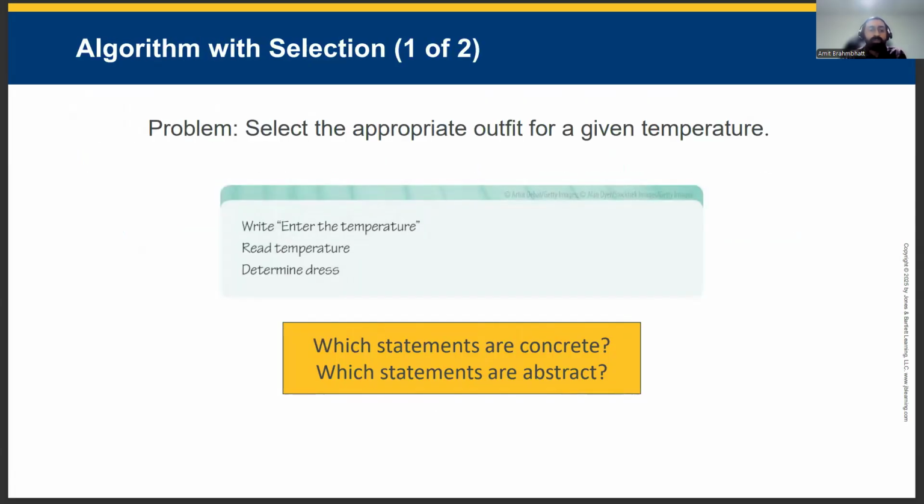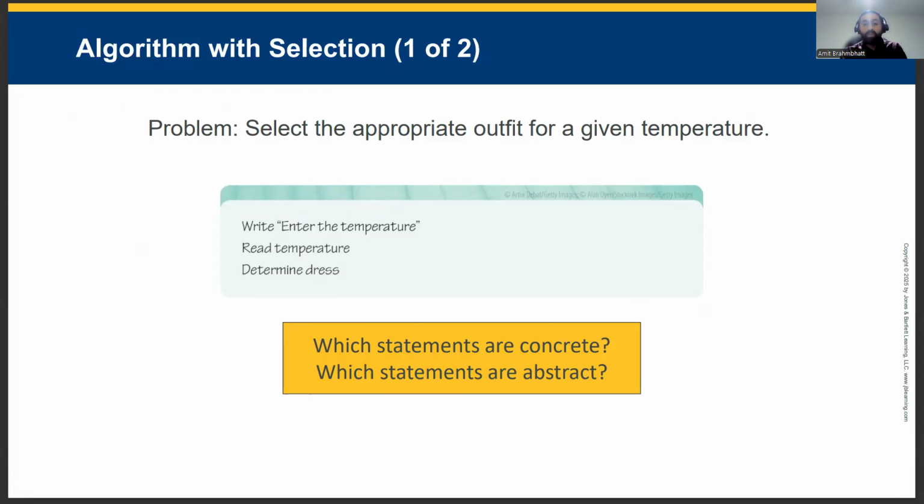Algorithm with selection. This slide presents a selection-based algorithm for choosing the appropriate outfit based on temperature. It asks you to examine which statements are abstract and which are concrete. Abstract statements convey what should happen, such as choose appropriate clothing, while concrete statements specify exact actions like wear a heavy coat if the temperature is below freezing.